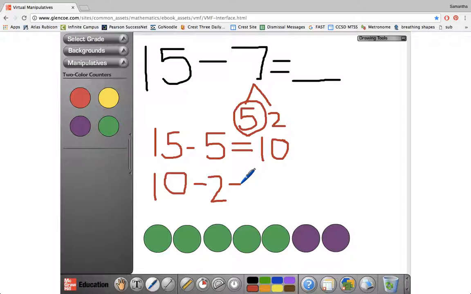I know already that that would be 8. So now I know that 15 minus 7 equals 8.